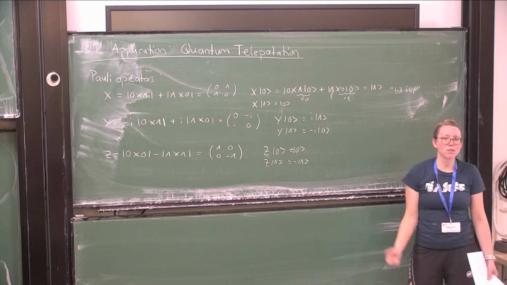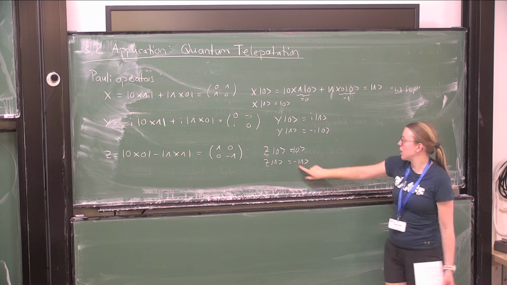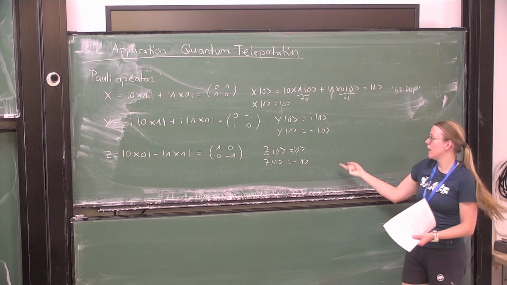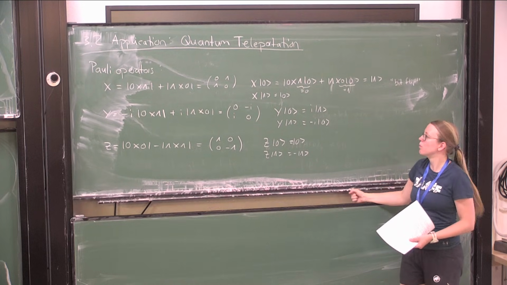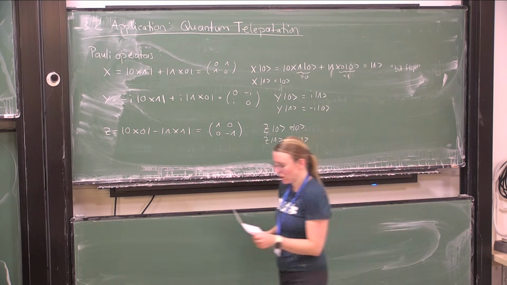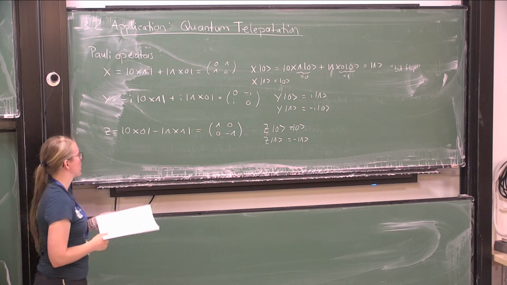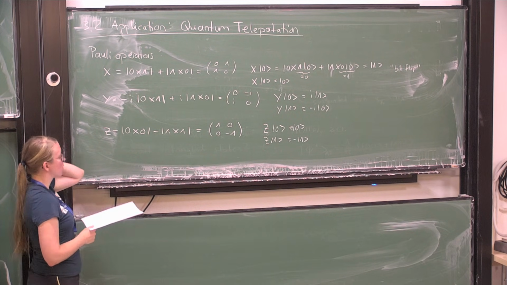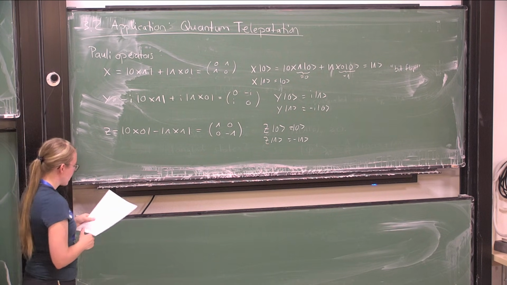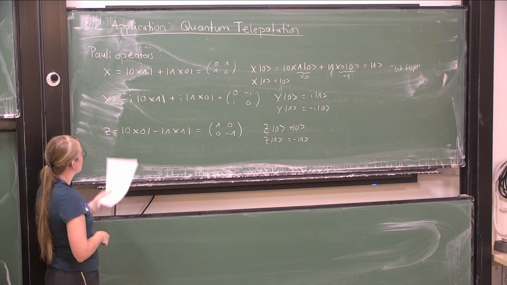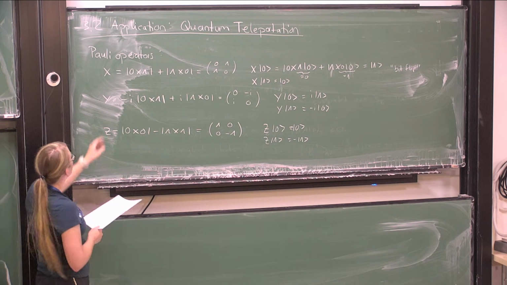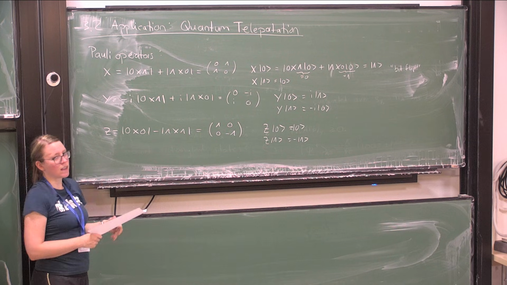That's also why I called, at some point in the beginning, this basis the Z basis, because they are eigenstates of the Z operator. And together with the identity, this is a basis for the operators on C2. One property that we need is, like, if you square these operators, you get the identity.